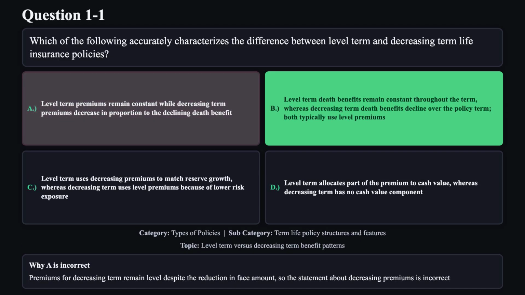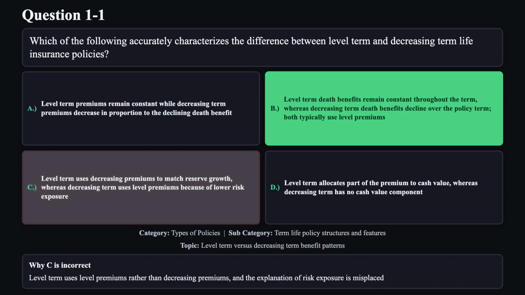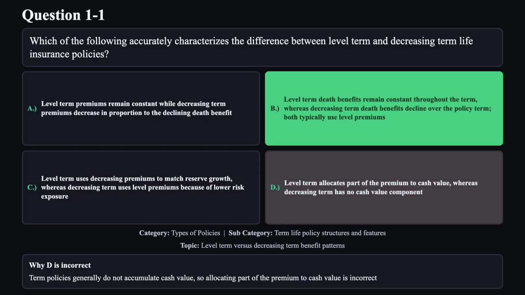Reason A is not correct. Premiums for decreasing term remain level despite the reduction in face amount, so the statement about decreasing premiums is incorrect. Reason C is not correct. Level term uses level premiums rather than decreasing premiums, and the explanation of risk exposure is misplaced. Reason D is not correct. Term policies generally do not accumulate cash value, so allocating part of the premium to cash value is incorrect.